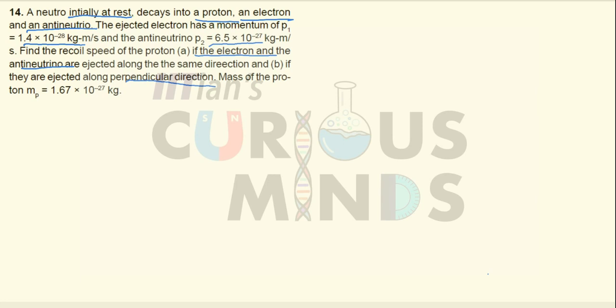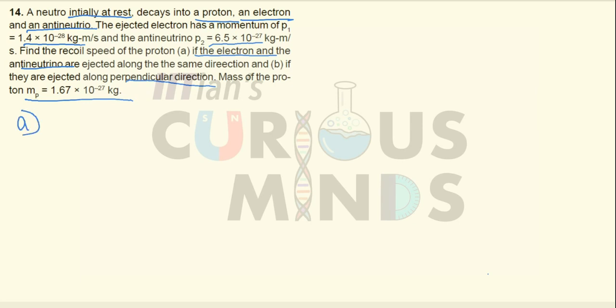The mass of the proton is given as 1.67 × 10^-27. First of all, understand that there are two possible cases. In the first case they are ejected in the same direction, in the second case they are ejected perpendicular to each other. Let us first solve the first case.